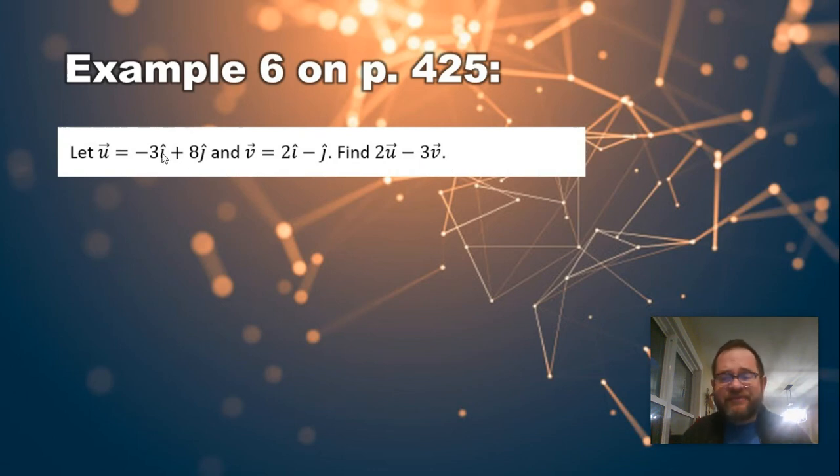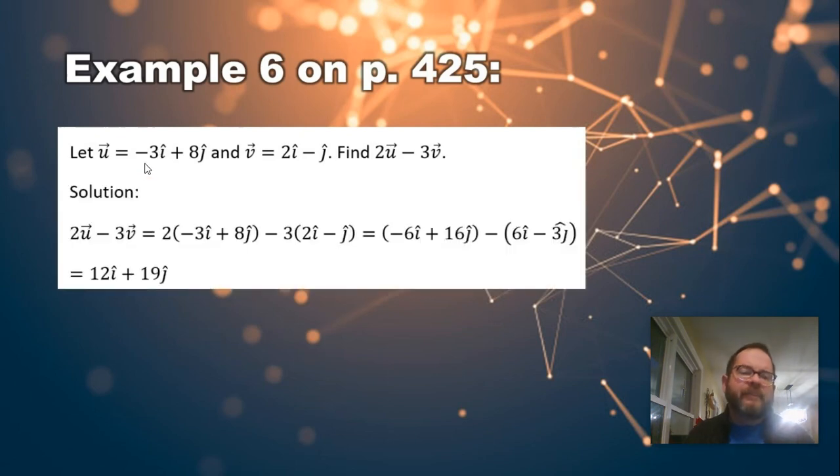By the way, i hat has absolutely nothing to do with i, the imaginary number. That's not what we're doing here. The i hat is a completely different symbol. Hat is a way in which we write certain unit vectors. All right, anyway, if we're trying to find the answer to 2u minus 3v, it'll be 2 times the way we wrote u minus 3 times the way we wrote v.